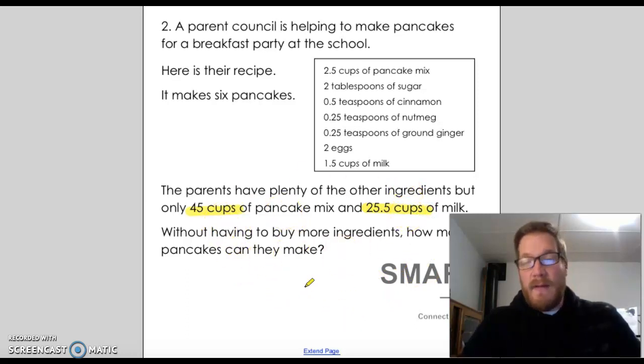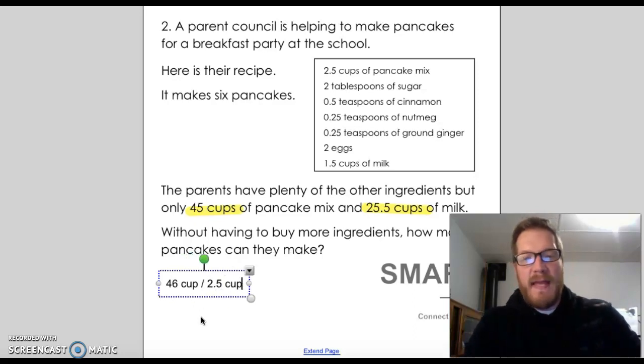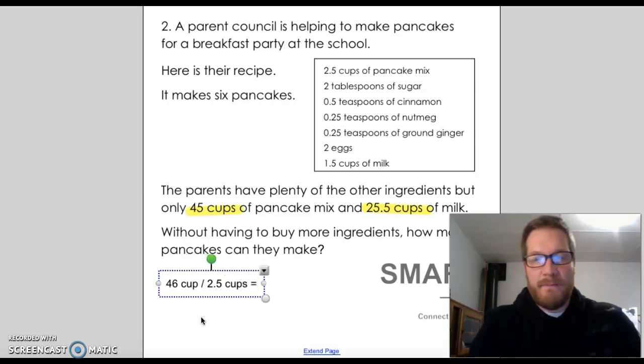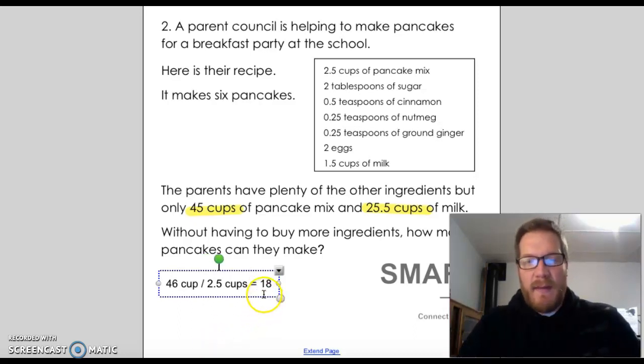So again, this is a combination question: a division and a multiplication question. I've got 45 cups of pancake mix. If I divide that by how many cups it would take to make one recipe, I'm going to get 18. That means I could make 18 recipes of this if I use all of my pancake mix.